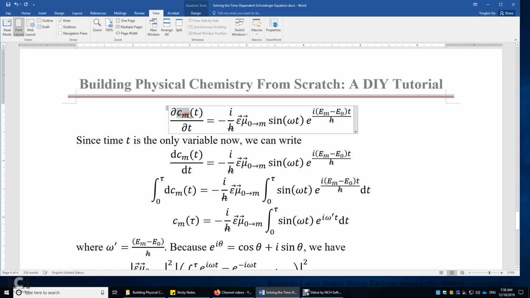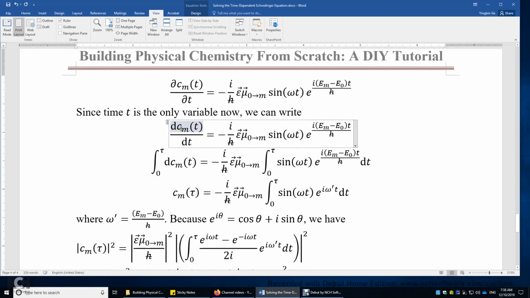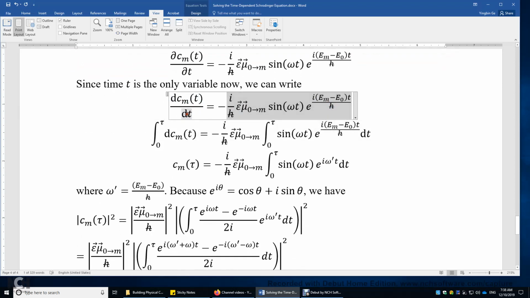This coefficient may change with time. It's a function of time, and equals this complicated expression here. And now in this equation, actually time is the only variable, so I'm going to change delta to d. So dc over dt, the first derivative of the coefficient, equals this expression. And then we move dt to the right-hand side and then integrate both sides.